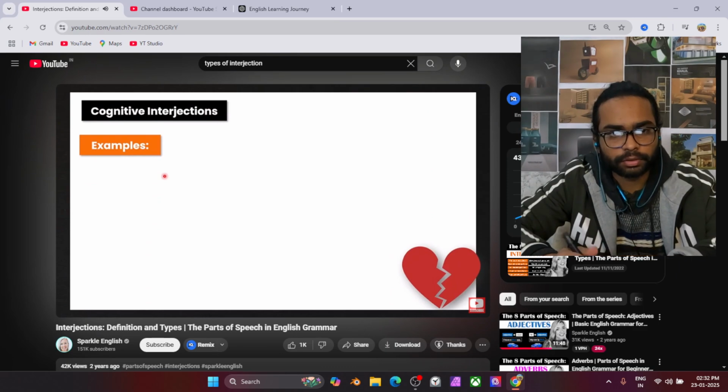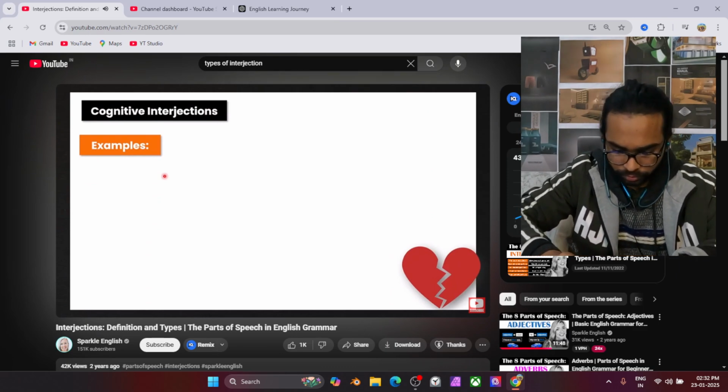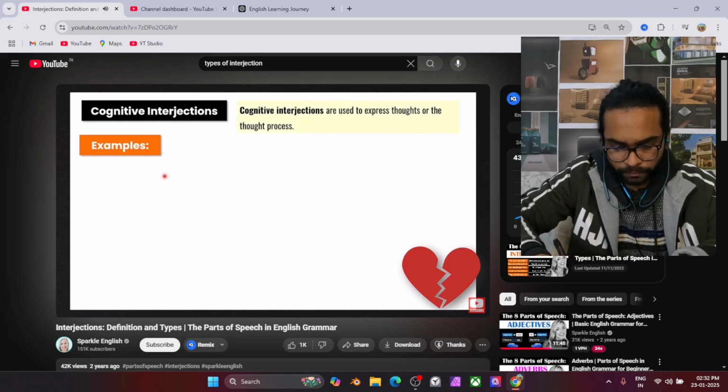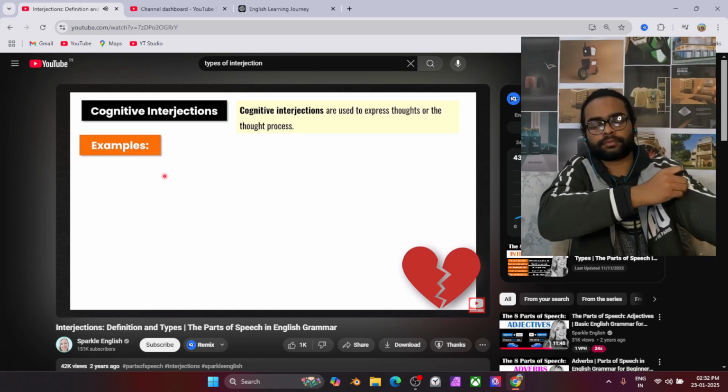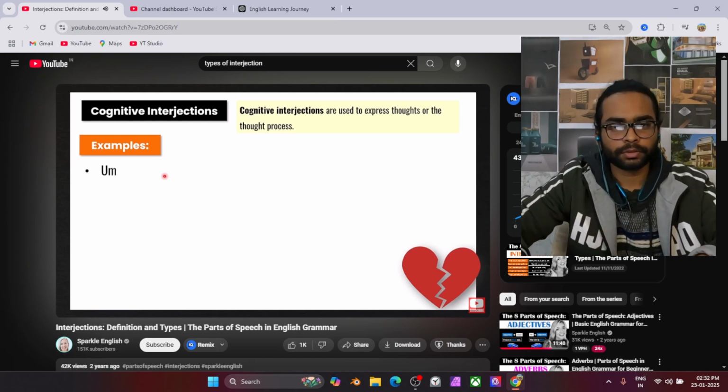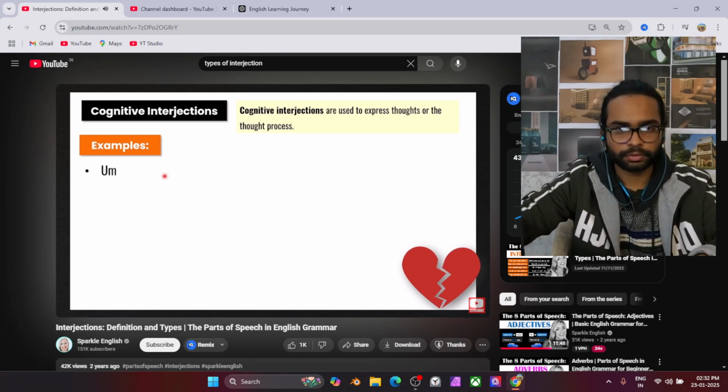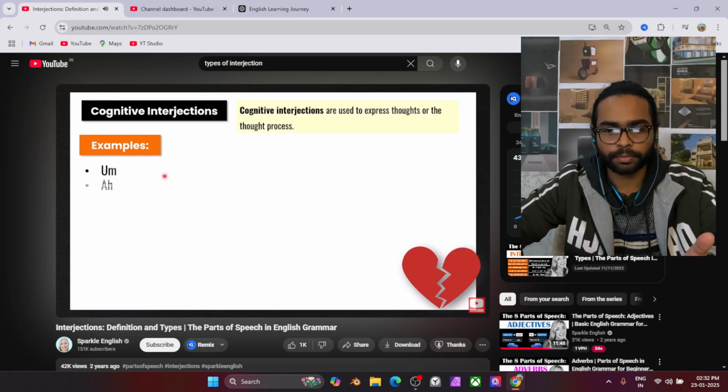And finally, we have cognitive interjections. Cognitive interjections are used to express thoughts or the thought process when we are thinking about something. This is very common when we are talking. We use a lot of cognitive interjections. For example, we use them when we are hesitating. Yep. Ah. When we are thinking.